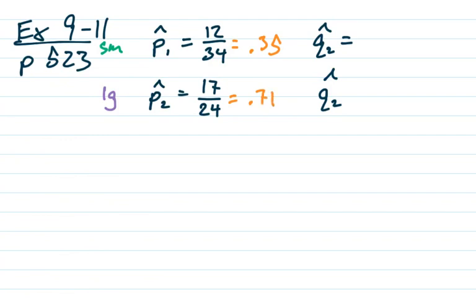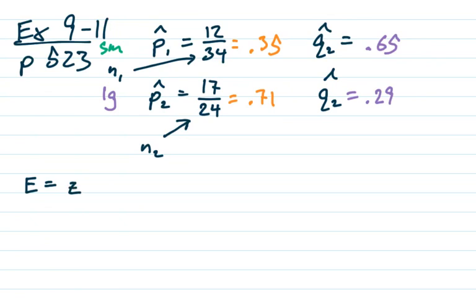So doing these divisions, this is 0.35, so therefore Q1 hat is 0.65. The complement is 0.65. Let's actually do the complements in purple, just because. All right, and so if the proportion for P2 is 0.71, then the complement of that would be 0.29. And so, yes, that is all we need to construct our margin of error.